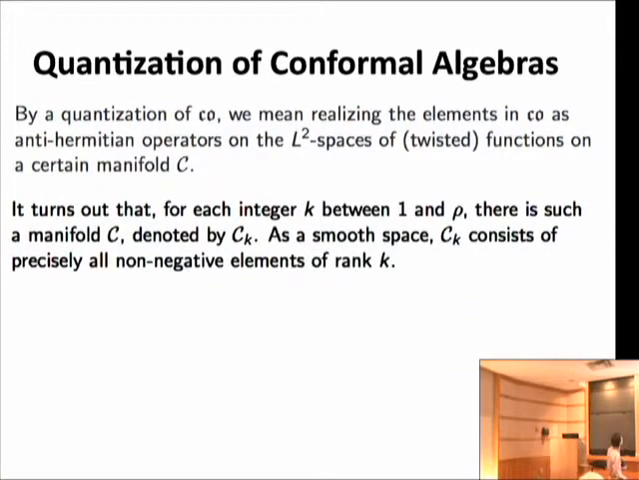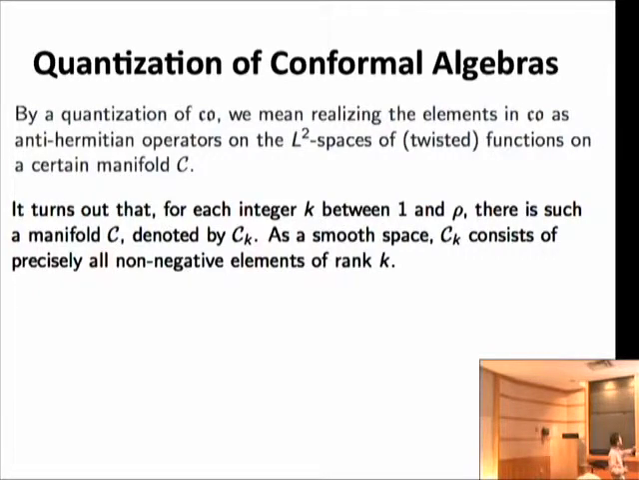It turns out for each integer k between 1 and rho, the rank, remember, I introduced the rank notation, there is such a manifold denoted by C_k. Then how about rank 0? Rank 0 is really the origin. That really corresponds to the trivial representation, which is not interesting. So as a small space, what is C_k? C_k consists of precisely all non-negative elements of rank k. Say we take the Jordan algebra to be n by n real symmetric matrices, and each of these matrices can be diagonalized under rotation.